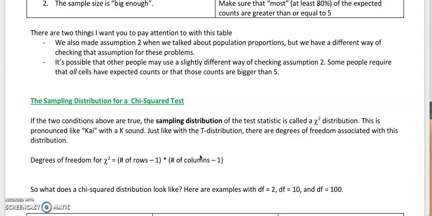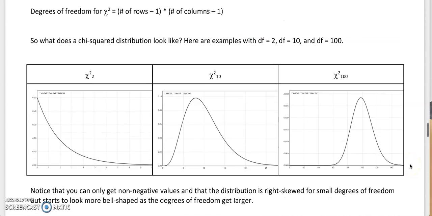And so I've got a few pictures here with degrees of freedom of 2, like we said our example has, degrees of freedom of 10, and degrees of freedom of 100. And let's look at what the chi-squared distribution actually looks like. So I made these in StatKey. You'll get a chance to do something like this a little bit later. But you can see that this one looks right skewed. It's got a tail going out to the right-hand side. And it just sort of slopes down.